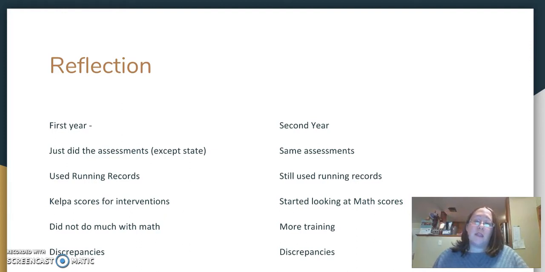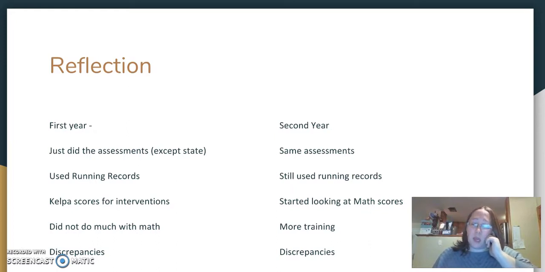and then we started looking at the math scores. Not hard, but we started looking at them. We received more training in how the students can help self-monitor. We also had training on our math to help us do better teaching it to our students. We also, as a school, looked at the math a little bit more. Still the same discrepancies, where some of the school districts were still doing other things.